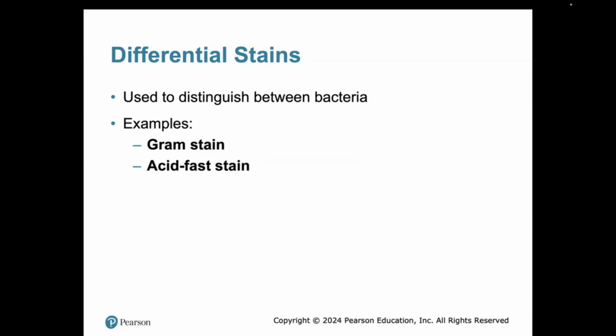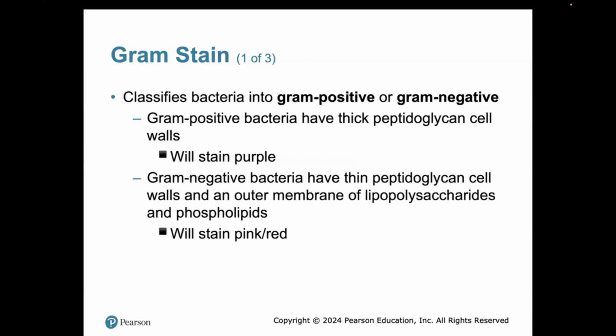When looking at these protocols, let's look at the very first one, gram stains. Gram stains allow us to classify bacteria into one of two categories: either gram-positive bacteria or gram-negative bacteria. Gram-positive bacteria have a thick layer of peptidoglycan in their cell walls. Like we have our plasma membrane and our cell wall, and a very, very thick layer of peptidoglycan in the cell wall.